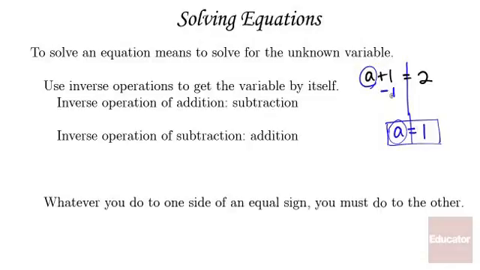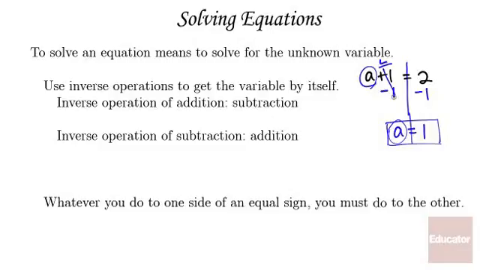But whatever you do to one side of an equal sign for an equation, you have to do to the other. So if I'm going to subtract 1 from this, this is the left side. If I subtract 1 here, then I have to subtract 1 over here too. Whatever you do to one side, you must do to the other side.